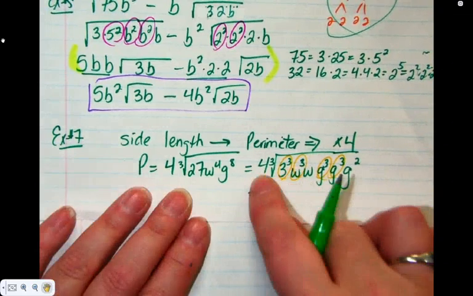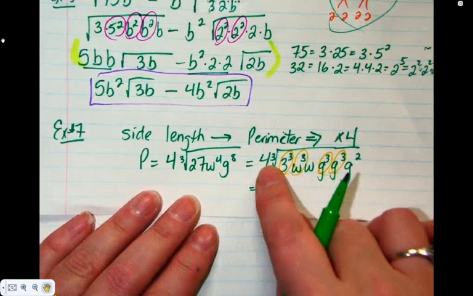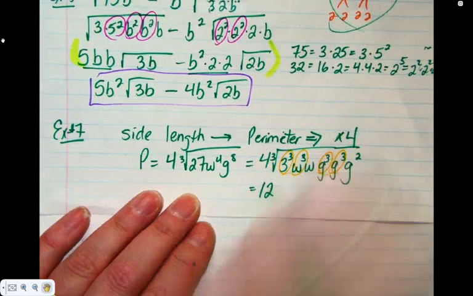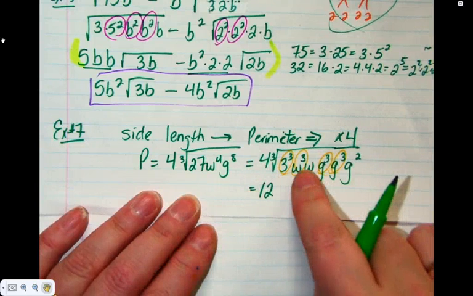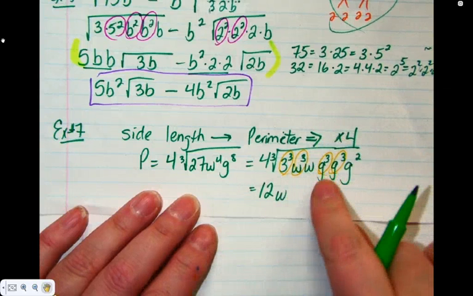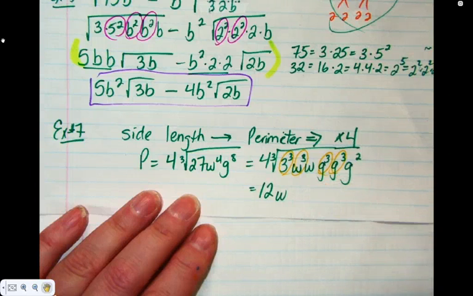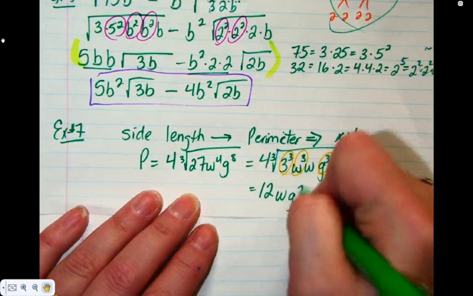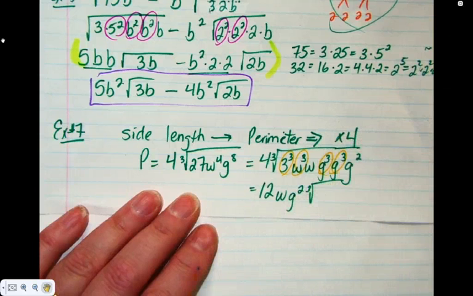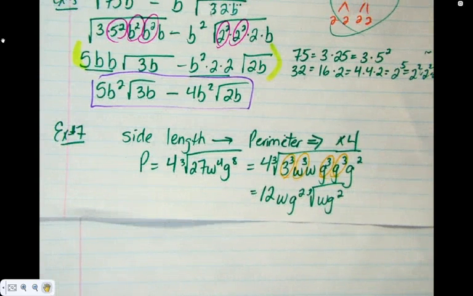What happens to the 3 cubed when he comes out front? Just 3. And because there's a 4 already there, let's just combine it. It's going to be a 12. What happens to the w cubed when he comes outside? Just w. What happens to the first g? He's just g. And then we're going to have another g, so we're going to have g times g, g squared. And what's left in there? And I understand that does not look simplified. I get that, because it's crazy. You just need to trust me, to a mathematician, that is simplified.